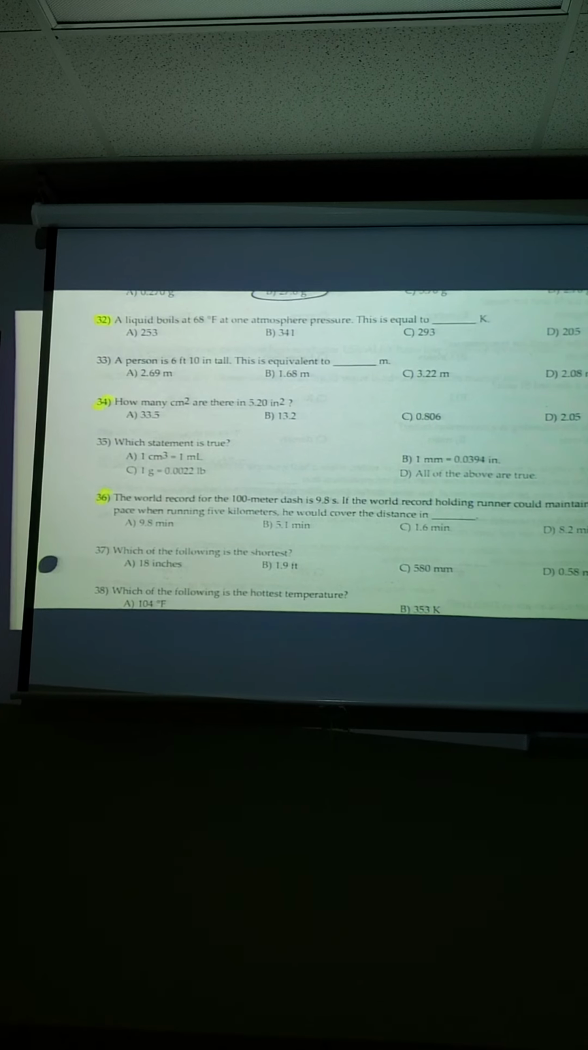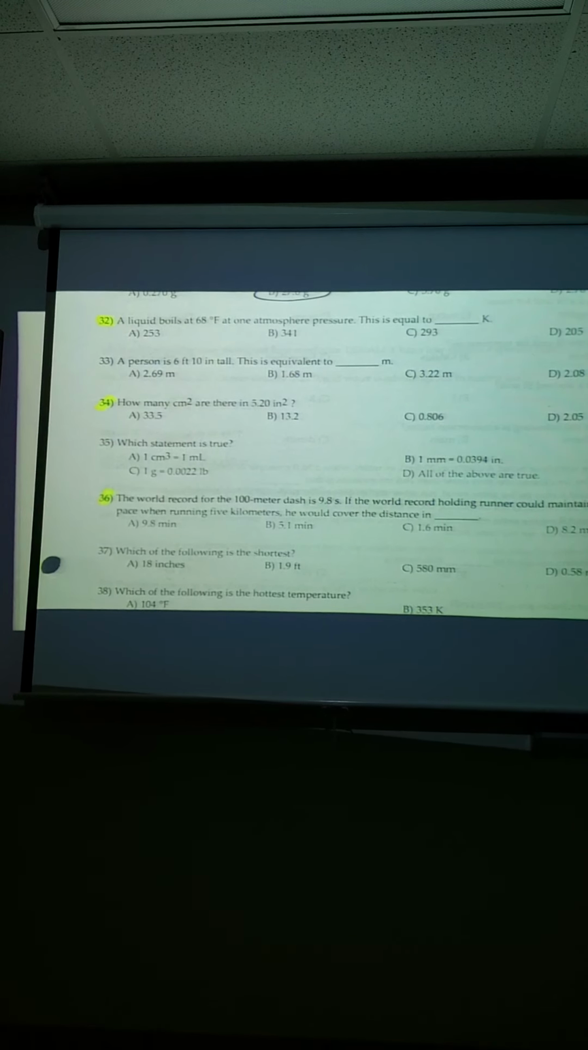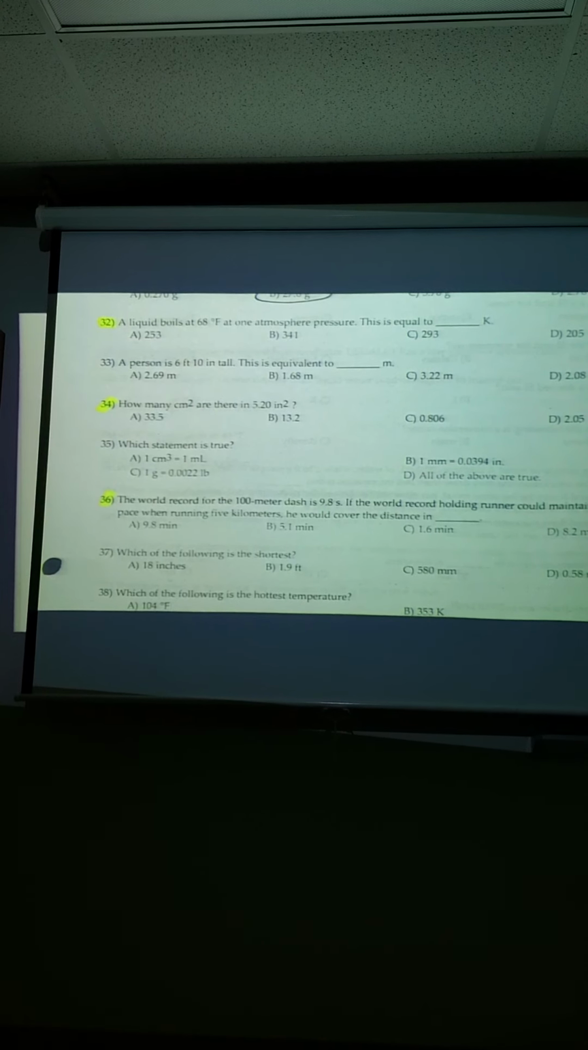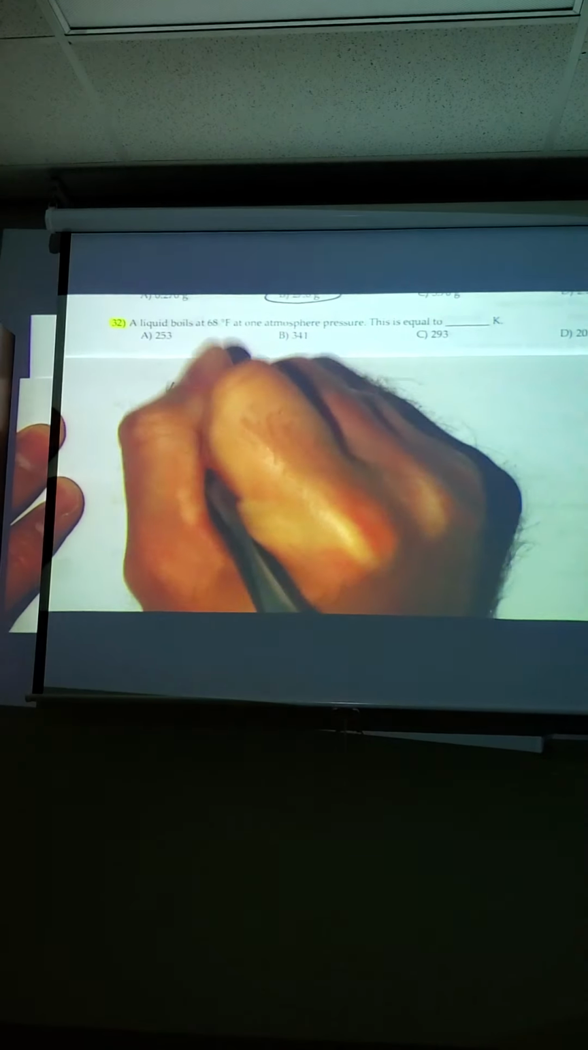32, a liquid boils at 68 Fahrenheit. What is that equal to in Kelvin? So, conversions of temperature, we did that in the lecture. It's also in the PowerPoint. If you take 68 degrees Fahrenheit and you subtract 32 Fahrenheit, that corrects for the scale itself. We need to convert Fahrenheit to Celsius, because only Celsius can be converted to Kelvin. Fahrenheit cancel, it's on top and bottom.